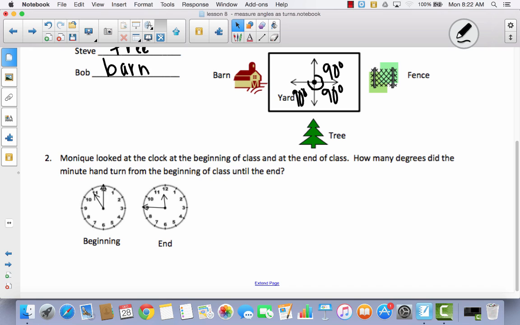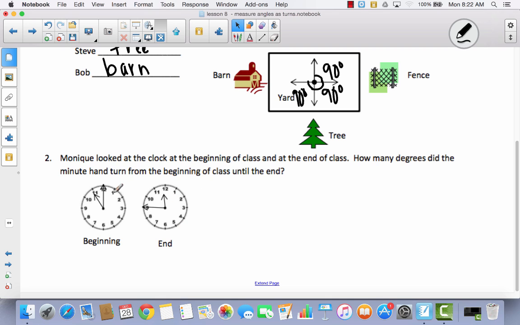Monique looked at the clock at the beginning of class and at the end of class. How many degrees did the minute hand turn from the beginning of class until the end? Take a look at this clock, and you can kind of see, you know how a clock works. And the hour hand is going to move as the minute hand has moved, but you can see that it has not gone to the next hour because it's 11 o'clock here, and here it's 11:45. So it hasn't gone all the way around. It's only gone part of the way around.